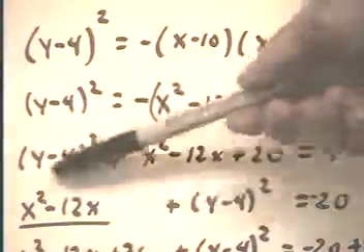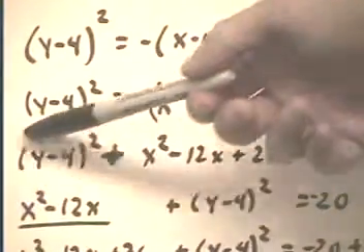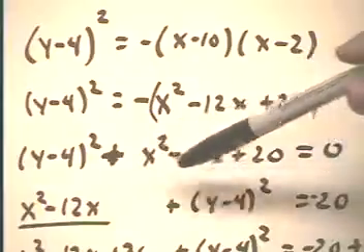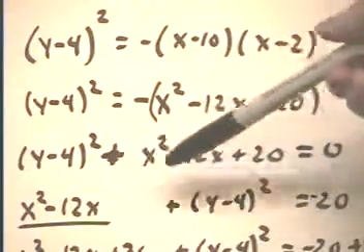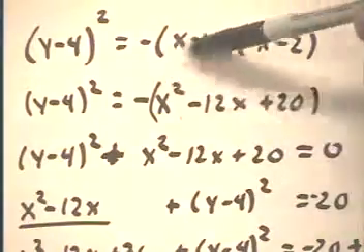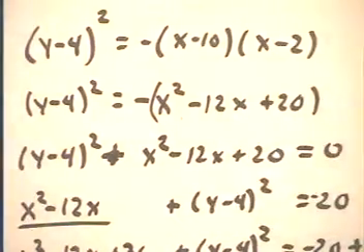Now, we see that what we have here is something we can complete the square on. The square on the y minus 4 is already complete, but we don't have a completed square on x squared minus 12x, since x squared minus 12x plus 20 is not a perfect square. We got it from x minus 10 times x minus 2, so it's certainly not a perfect square.